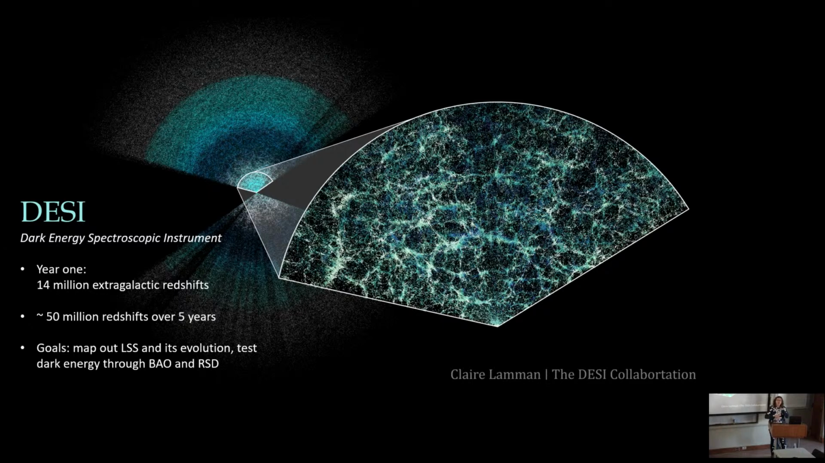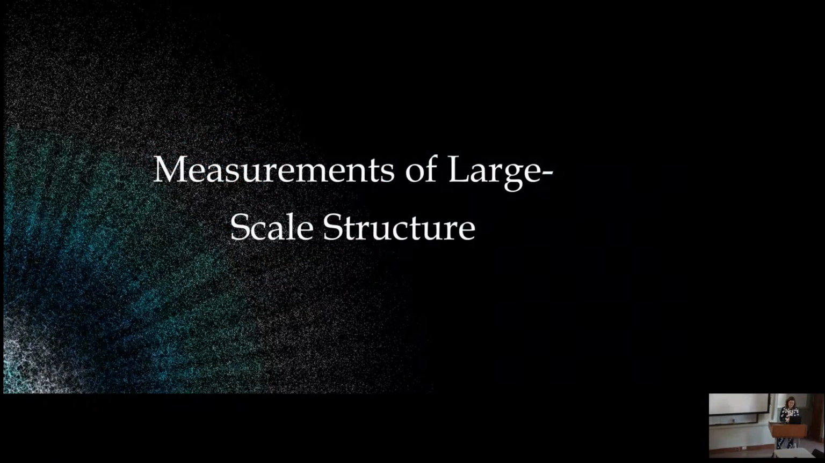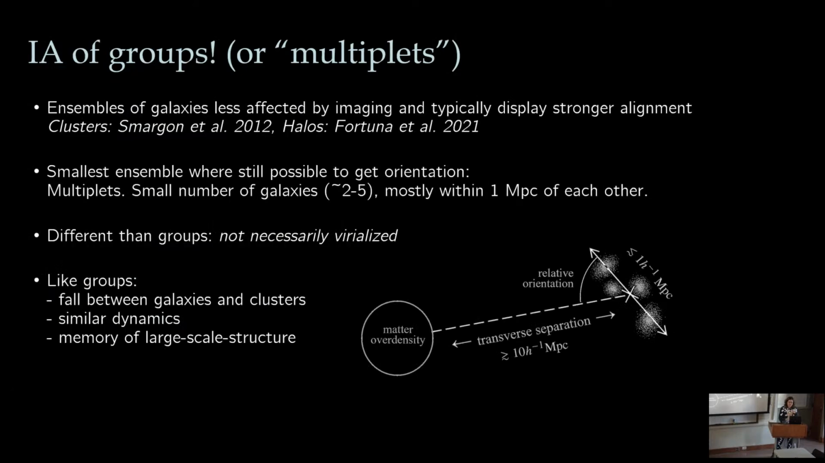But the massive amount of 3D information we have is the perfect data set to explore higher-order clustering, which is pretty much what multiplet alignment is. This is a new way to detect correlations between small-scale clustering and large-scale clustering. The basic principle is that you can use the orientations of a small ensemble of galaxies instead of individual ones. Multiplets typically consist of 2 to 5 galaxies within about a megaparsec of each other.